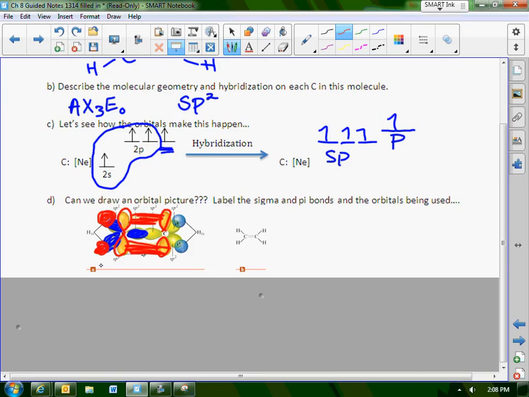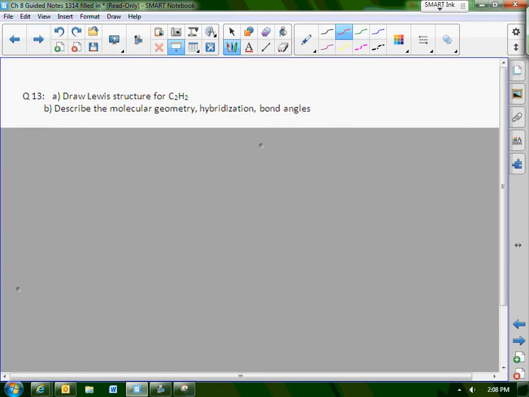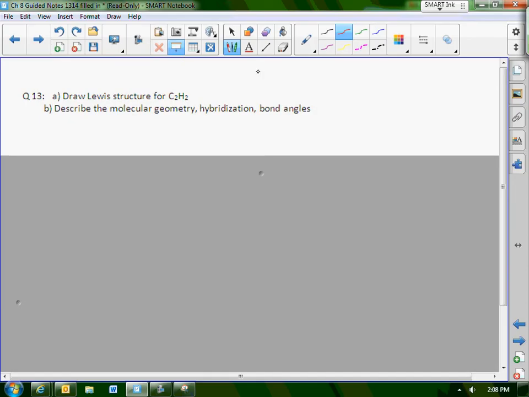Okay? So let's try another one. Draw the Lewis diagram for C2H2. Describe the molecular geometry, hybridization, and bond angles. So for C2H2, it's C, triple bond, C, with an H on each end. Okay, that's the Lewis structure. So around our carbon, this is an AX2E0.